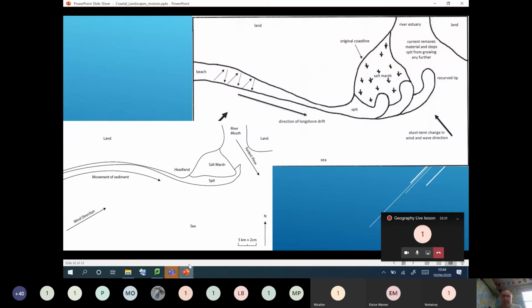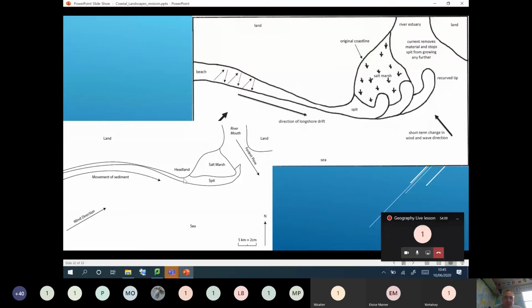So let's go on to explanation 2. We could mention how the spit is coming off of the headland. So in our explanation 2, we could say how the spit is formed off of the headland. You could mention what a headland is. You could demonstrate your geographical knowledge. So in your answer, you would say the spit is extended from a headland. A headland is an area of hard rock sticking out into the sea. So you could give that definition.